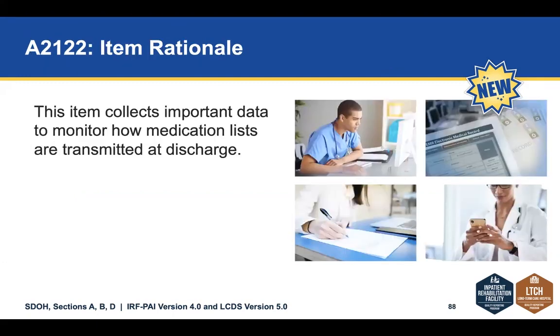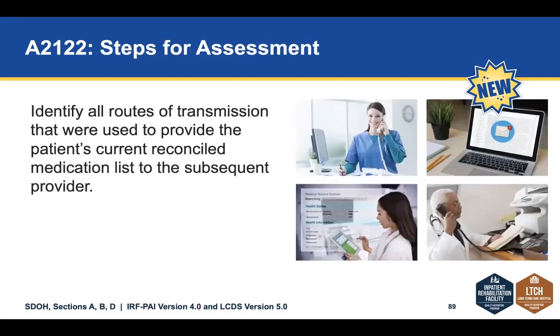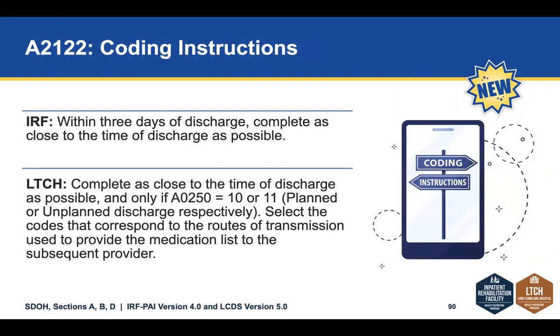The rationale for collecting the route of transmission in A2122 is to monitor how medication lists are transmitted at discharge. The assessor will identify all routes of transmission that were used to provide the patient's current reconciled medication list to that subsequent provider. Similar to A2121 for IRF, this data element must be completed within 3 days of discharge, as close to the time of discharge as possible. And for LTACs, this is completed as close to the time of discharge as possible, only on planned and unplanned discharge. That is, if A0250 reason for assessment is coded either as a 10 or 11, respectively.